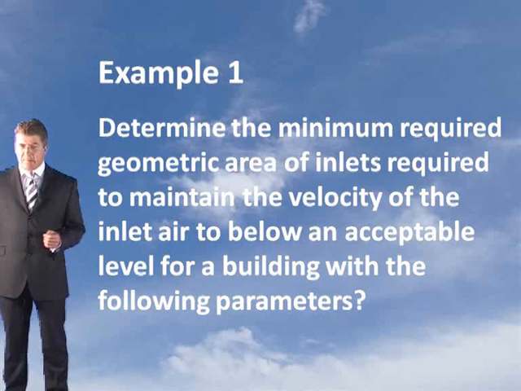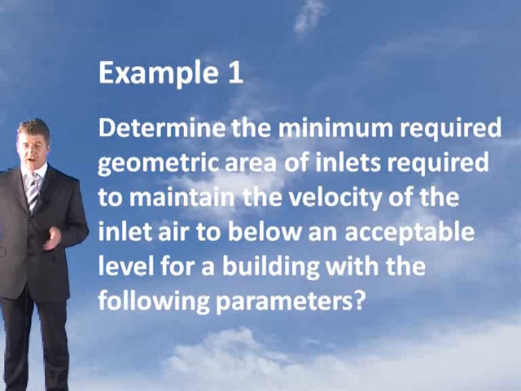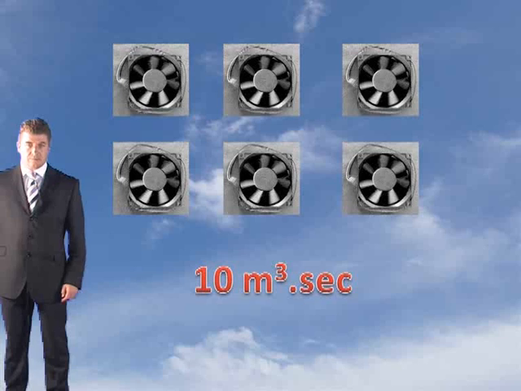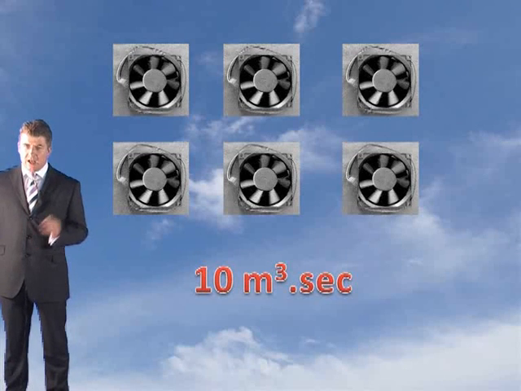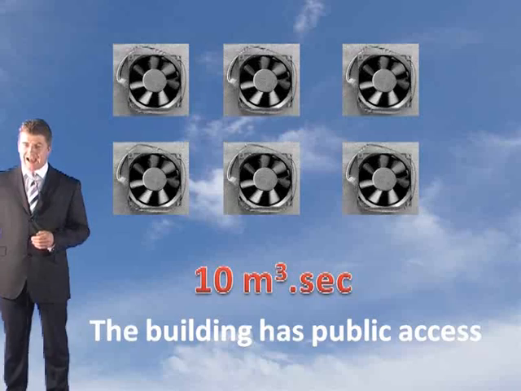Now let's do some examples of determining the geometric area of the inlets required to maintain the velocity of the air to below an acceptable level. Example 1. Determine the minimum required geometric area of inlets required to maintain the velocity of the inlet air to below an acceptable level for a building with the following parameters. You've got 6 fans operating at 10 cubic metres a second each, and the building has got public access.